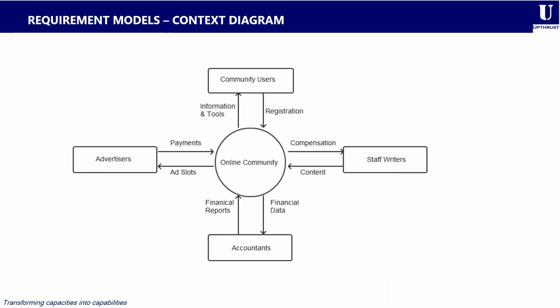So here is a typical example of a context diagram. We have this being an online community. We have external entities such as community users, advertisers, accountants, and staff writers.